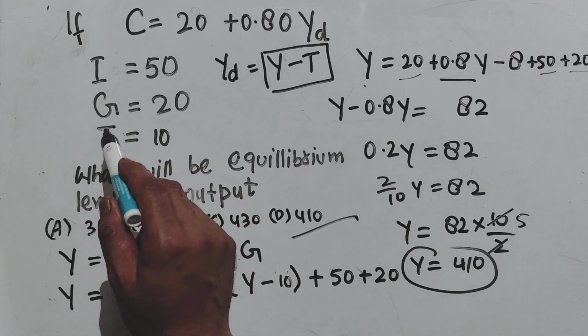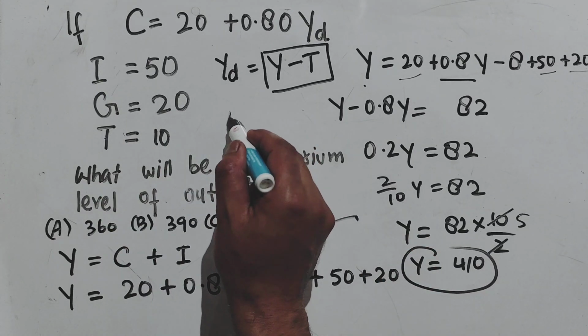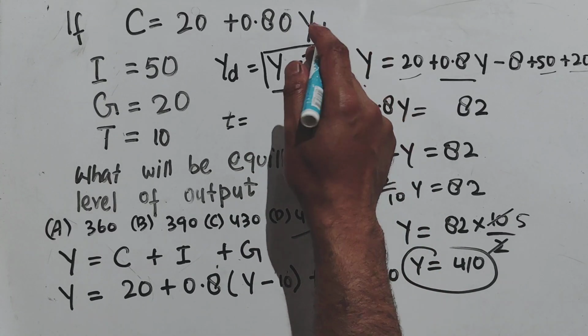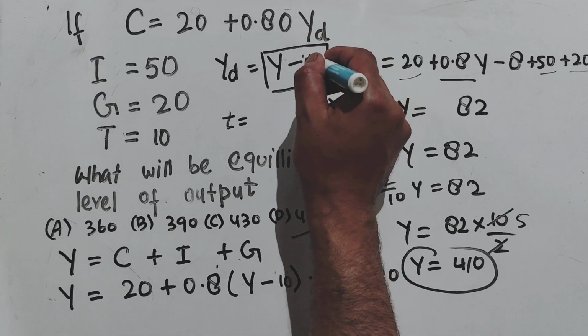Here this shows the tax revenue. We don't have here the marginal tax rate. Then we would have the equation like this, Y minus a small t times Y.